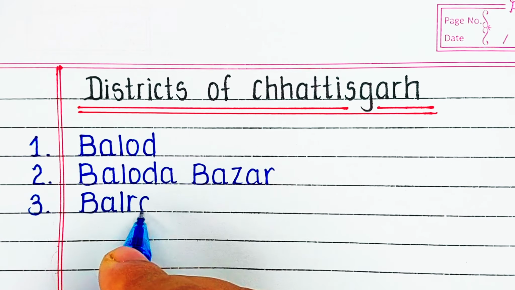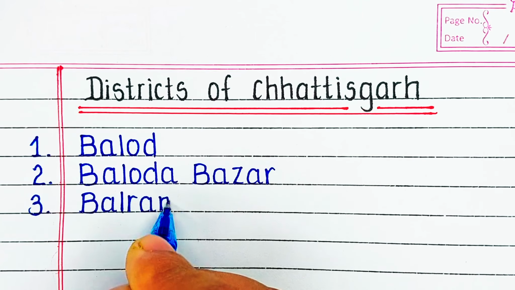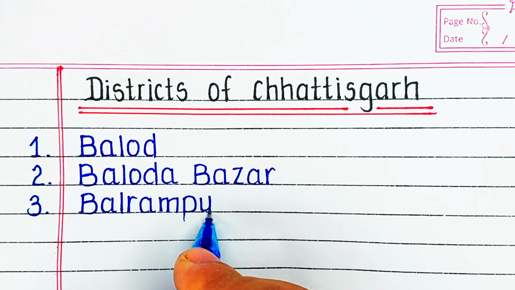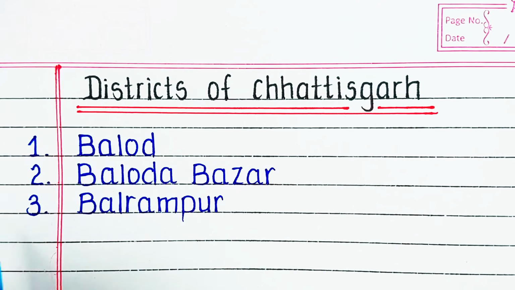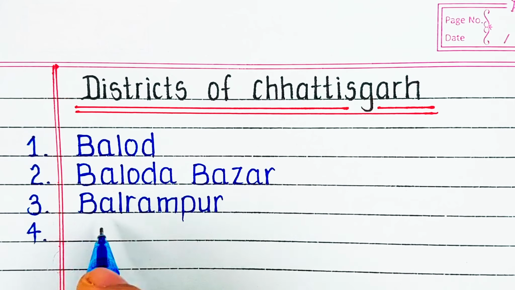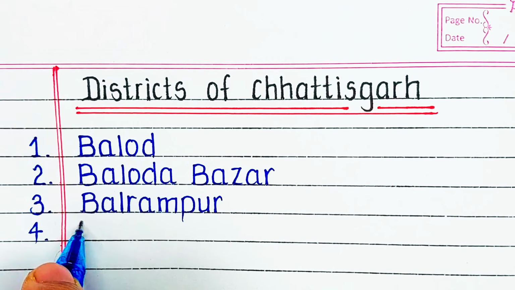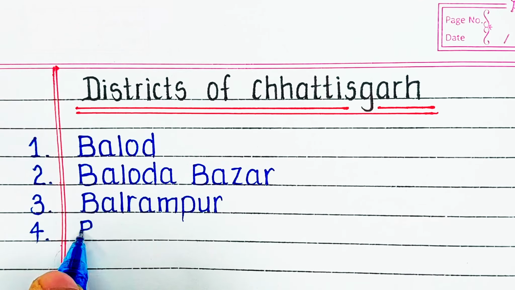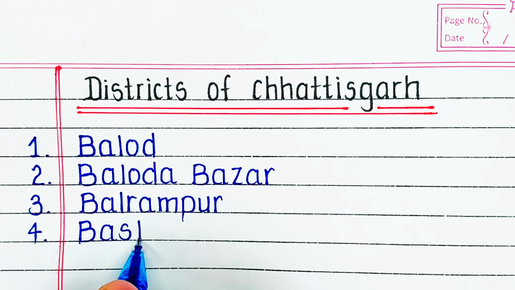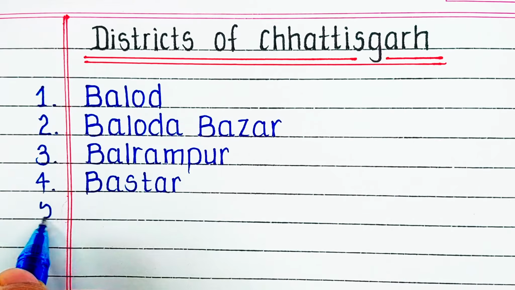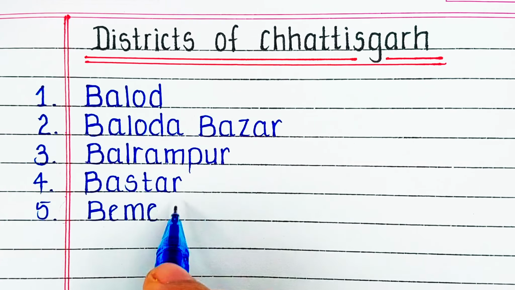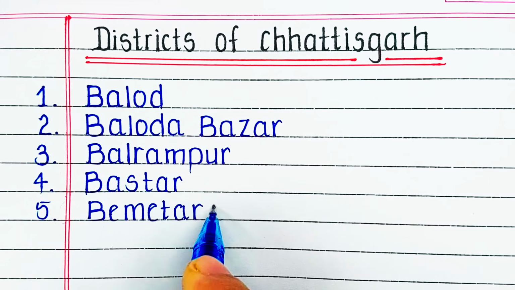Currently, Chhattisgarh has a total of 33 districts. Let's start learning their name one by one. First district is Balod. Next district is Baloda Bajar. Next is Balrampur. Next district is Bastar. Next is Bemetara.